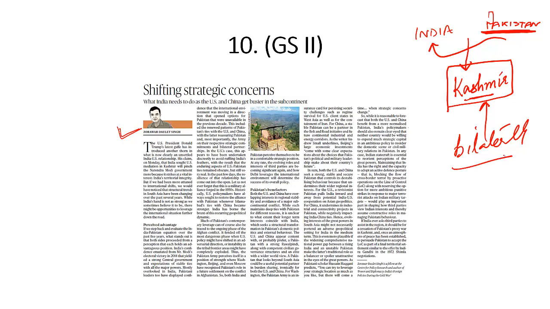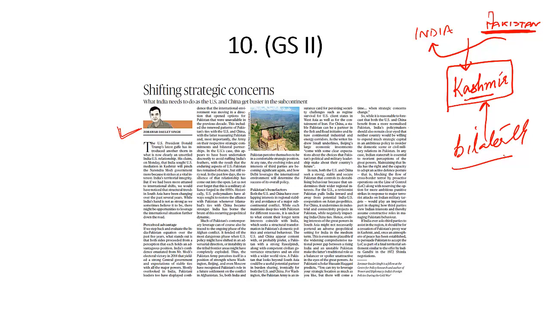Same was reiterated in 1999 when the Lahore Declaration was signed between India and Pakistan. The then Indian Prime Minister Atal Bihari Vajpayee said that we are going to resolve Jammu and Kashmir, but bilaterally. There should be no international mediation or arbitration.